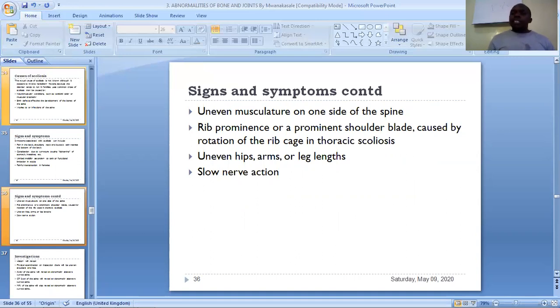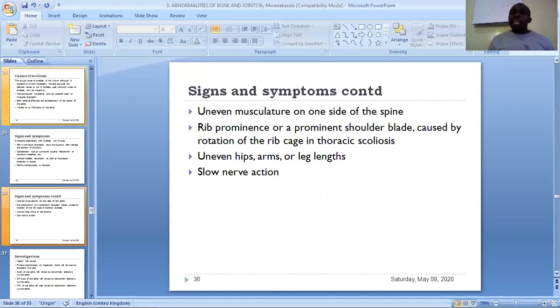If you look at the other picture that I showed you that is showing scoliosis, you'd actually notice that on one side the ribs have gone a little bit lower, while on the other side they've gone a little bit upper. This condition brings about uneven musculature. Rib prominences may be present, or a prominent shoulder blade, which is caused by rotation of the rib cage in thoracic scoliosis. When the scoliosis is affecting the thoracic region of the spine, then you have rib prominences.